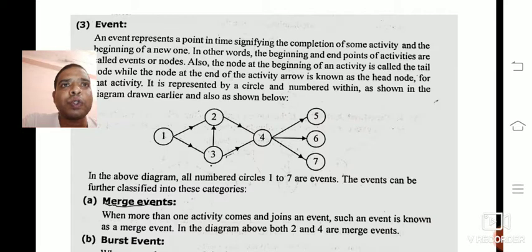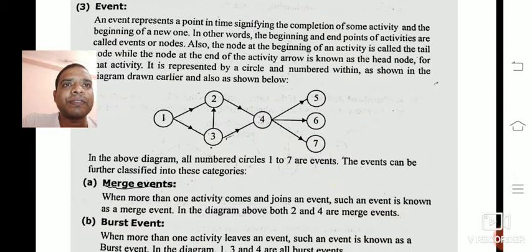1 to 2 you can call one activity. For that activity the beginning point is 1 and the end point is 2, so 1 and 2 we can call events. For an activity, the starting node and ending node, the events, are represented by small circles. Here all of 1 to 7 we can call events.